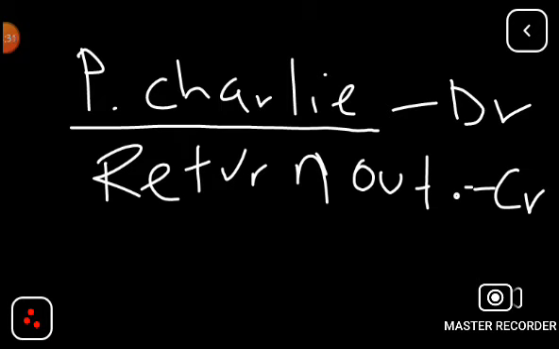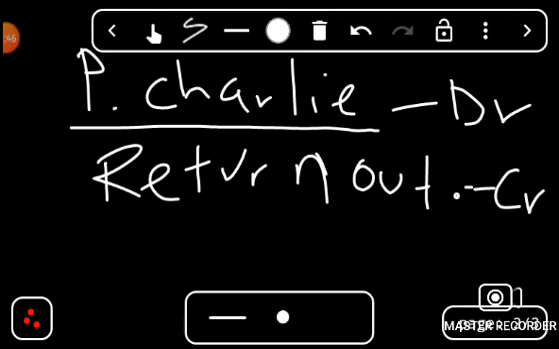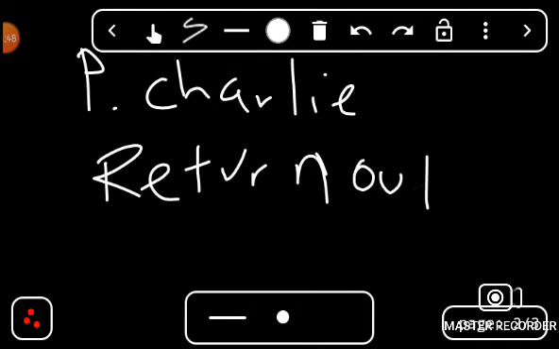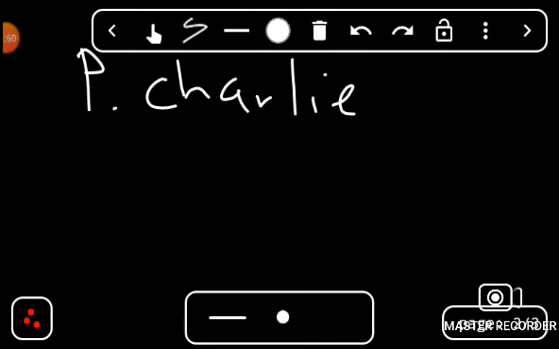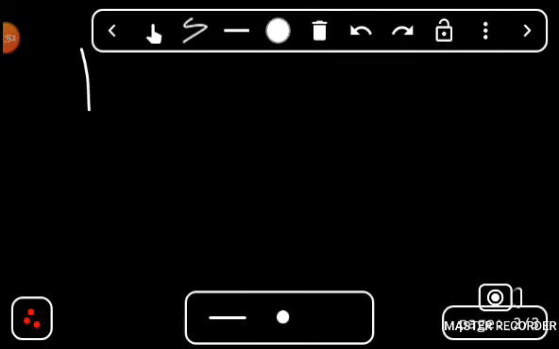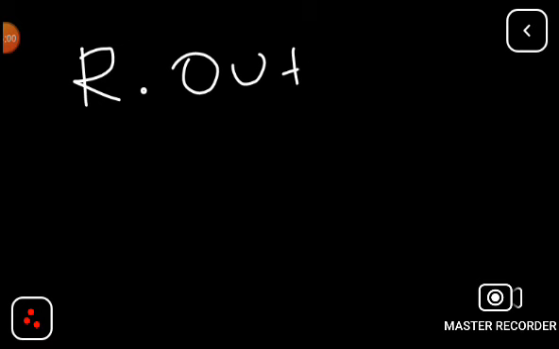What do I mean? I mean that when we pay P. Charlie or we return goods to P. Charlie, we have to write that amount on the debit side. So that is the reason why I'm going to debit P. Charlie. So let us just illustrate the returns outwards account. So we're going to write returns outwards.